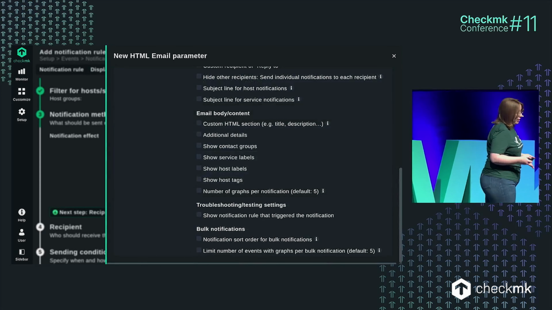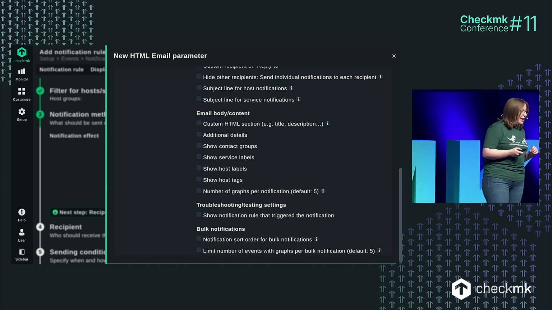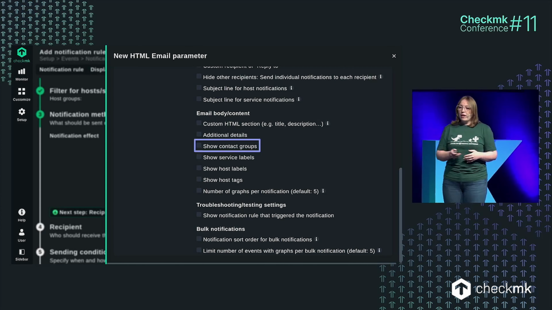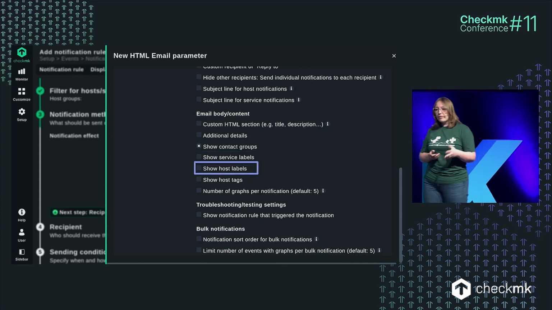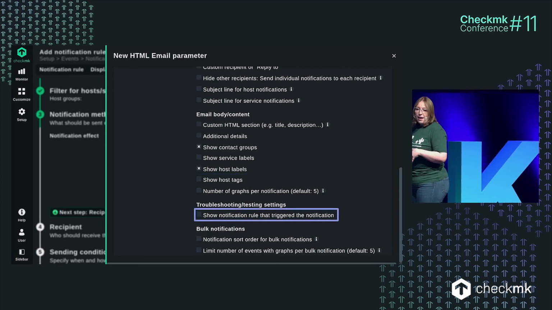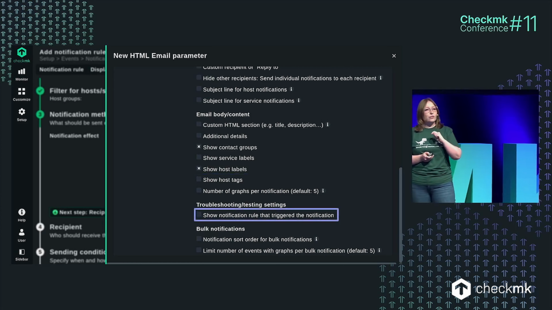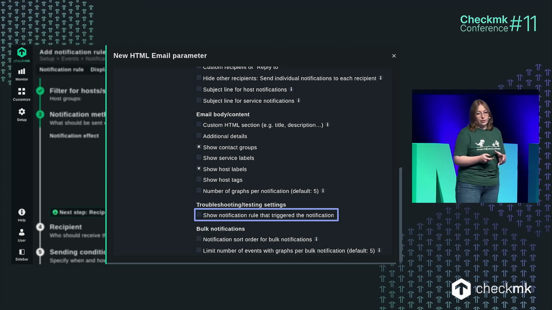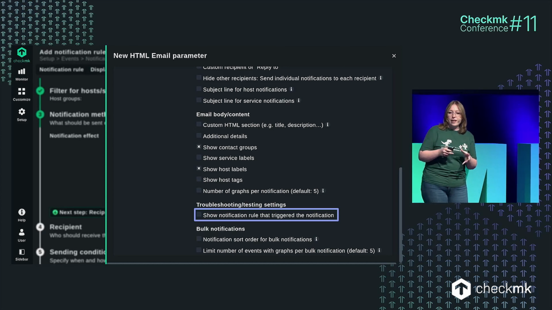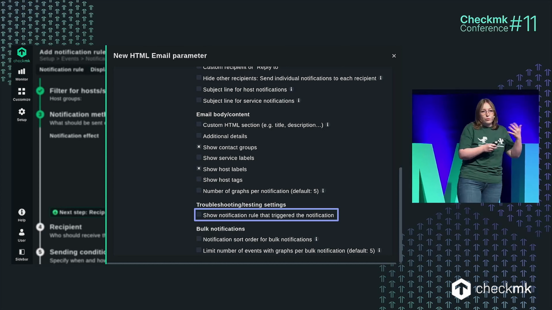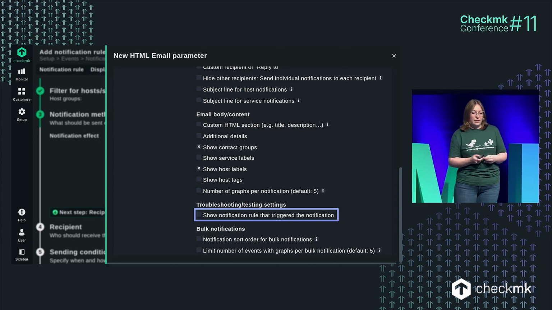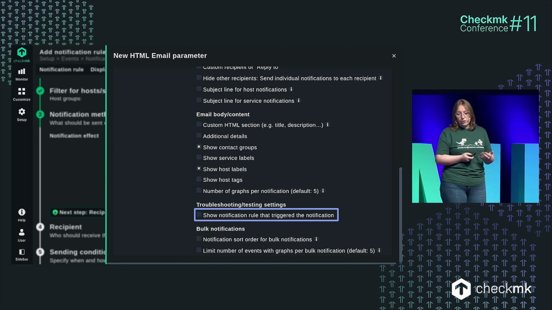So we scroll down to the email body content section and select some new options that we're introducing. The show contact groups, show host labels, and this show notification rule that triggered the notification option, which is really great because it helps you to retrace each email notification and see why it was sent, so which rule triggered it to that specific person for that particular event, making it easier for you to troubleshoot or to optimize.